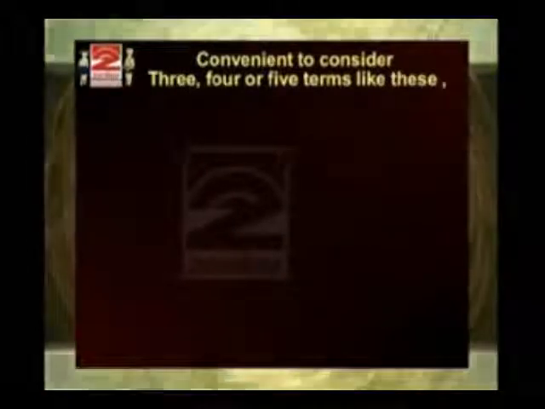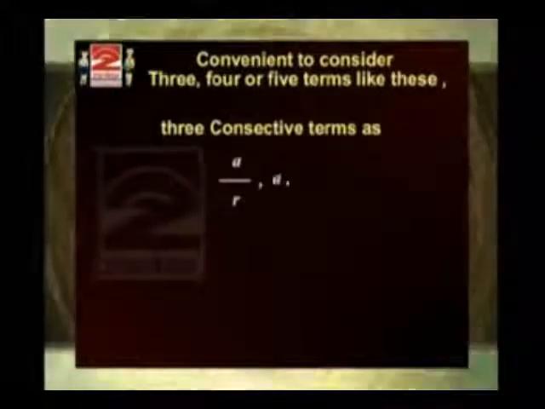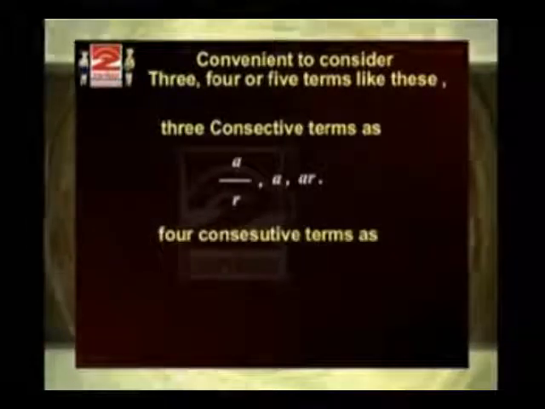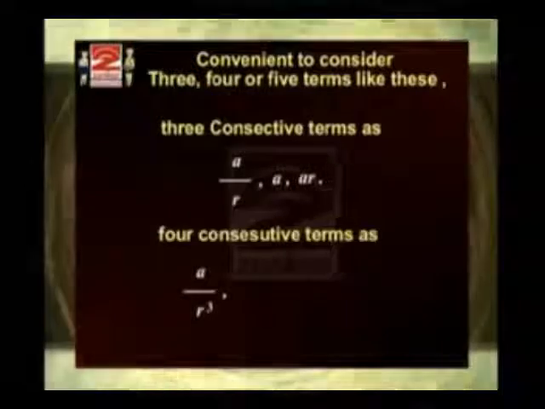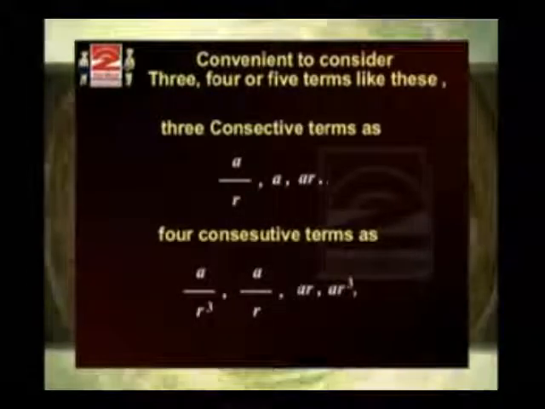Now, after these, whenever we want to find out a particular term in GP, then it is convenient to consider the consecutive 3, 4 or 5 terms like this. If 3 consecutive terms are there, they should be A upon R, A and AR. If 4 consecutive terms are there, they should be A upon R cube, A upon R, AR and AR cube like this.